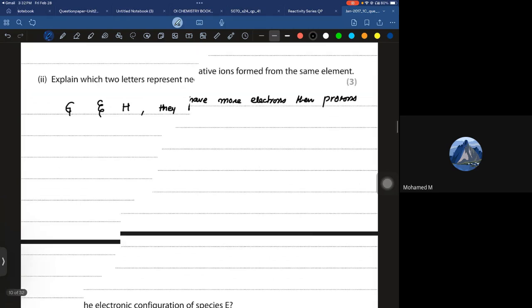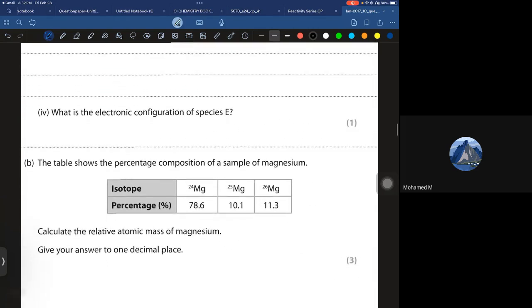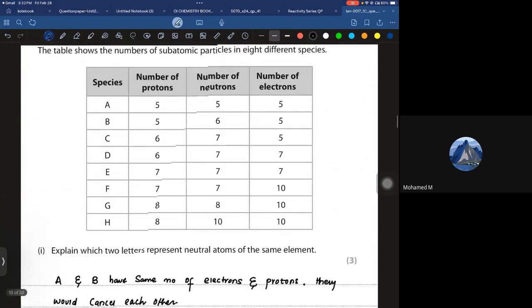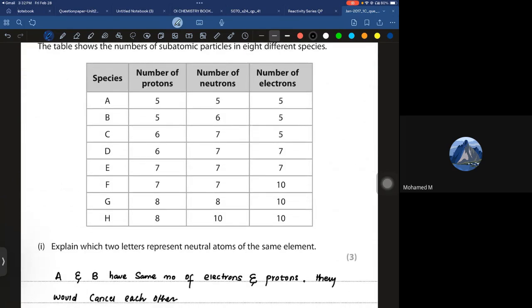What is the electronic configuration of species E? It would be 2 and 5.